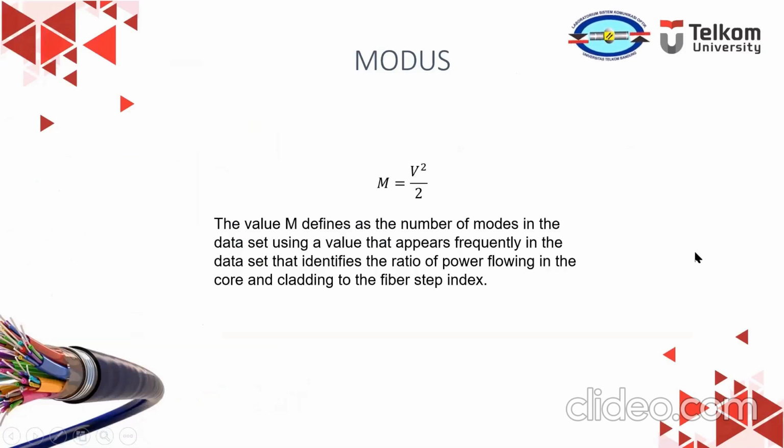Modes, M equals V squared divided by 2. The value M is defined as the number of modes, which identifies the ratio of power flowing in the core and cladding for the step index fiber.